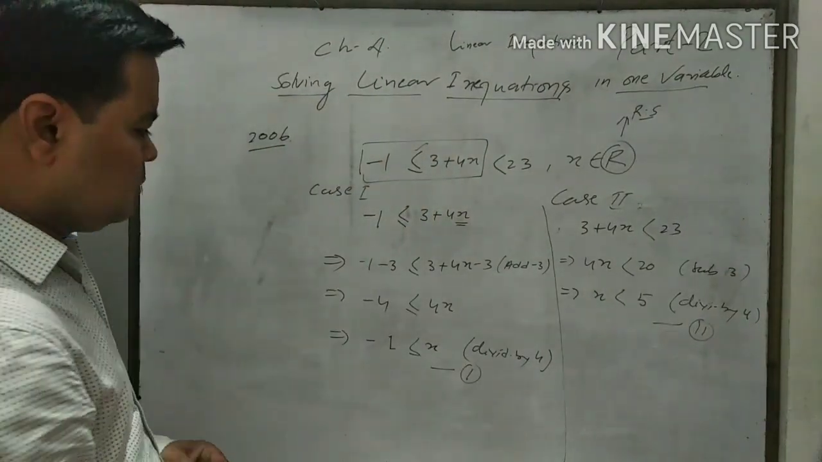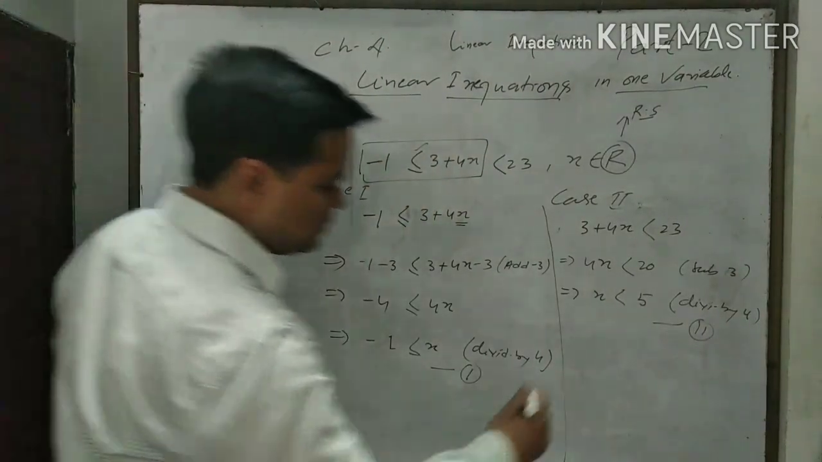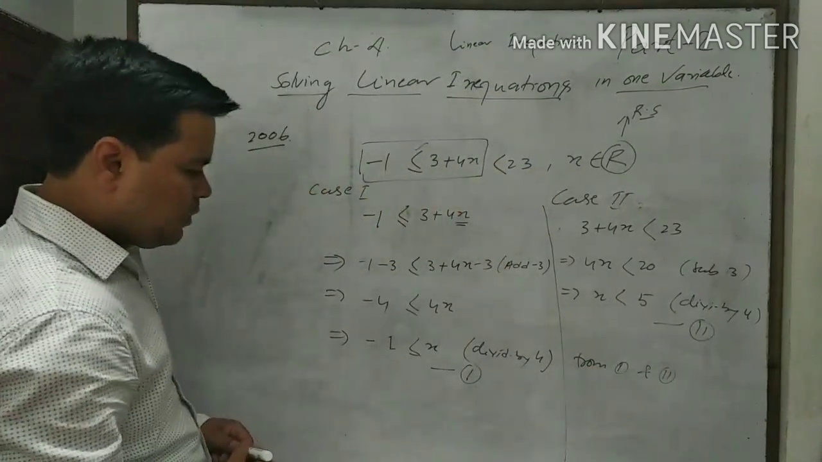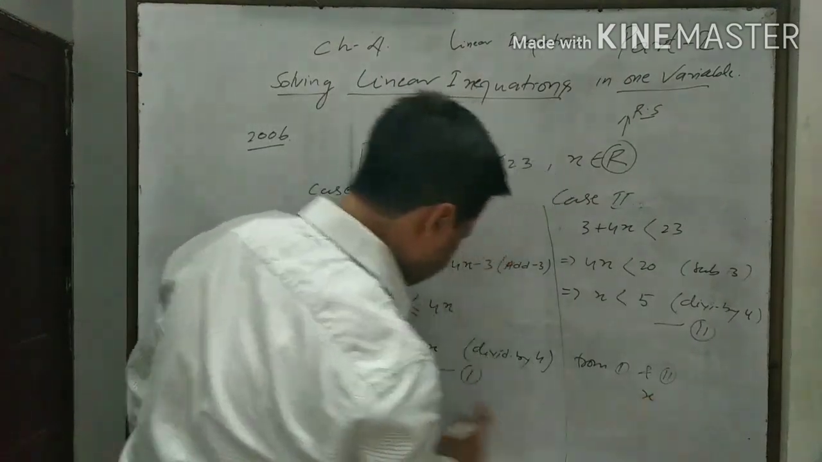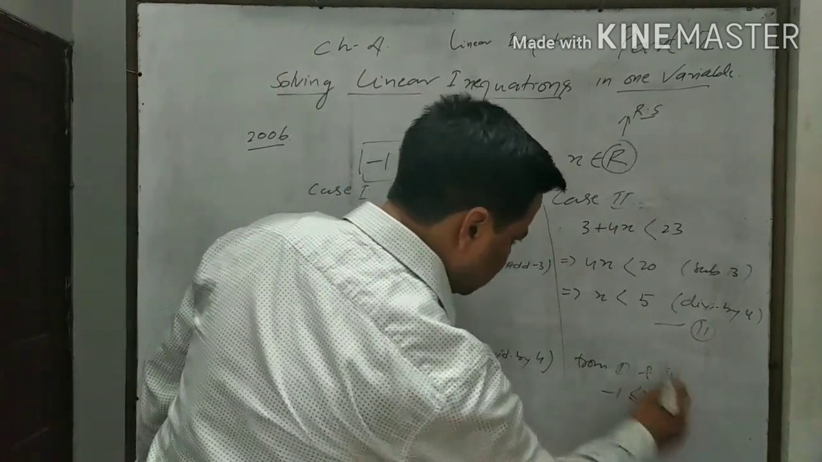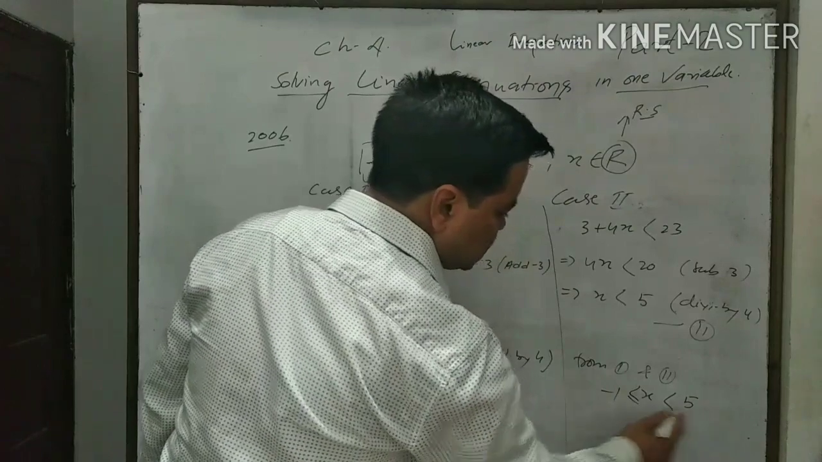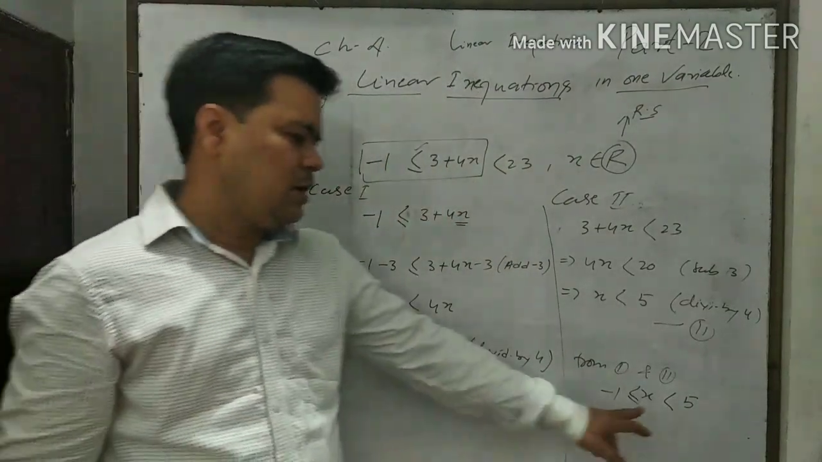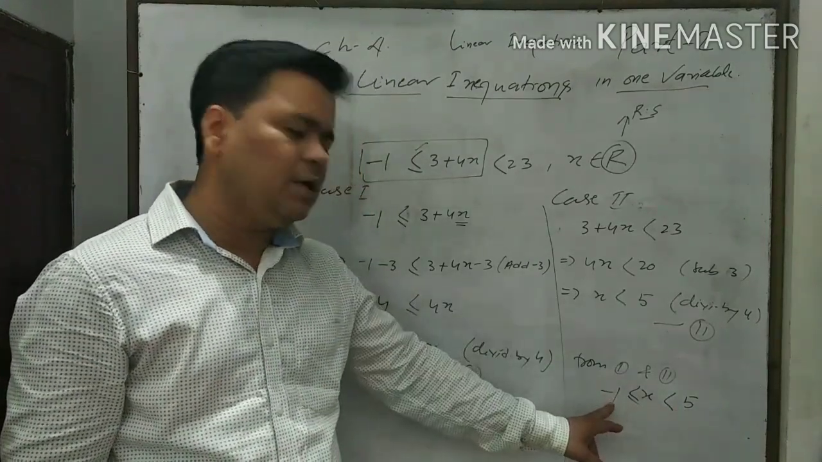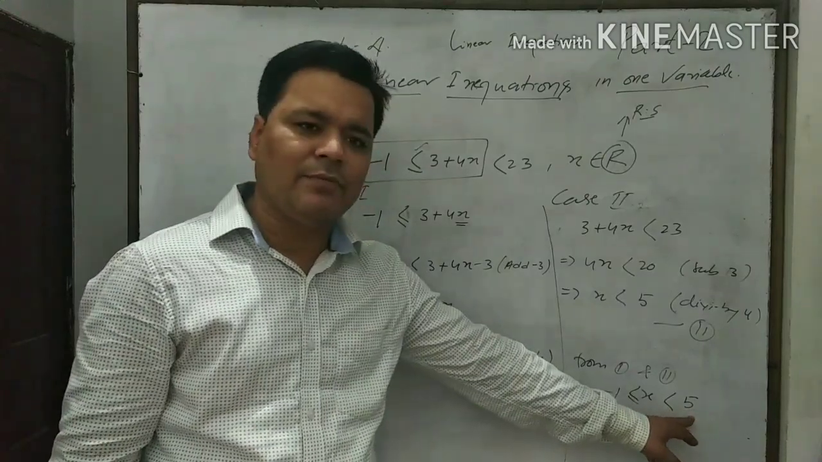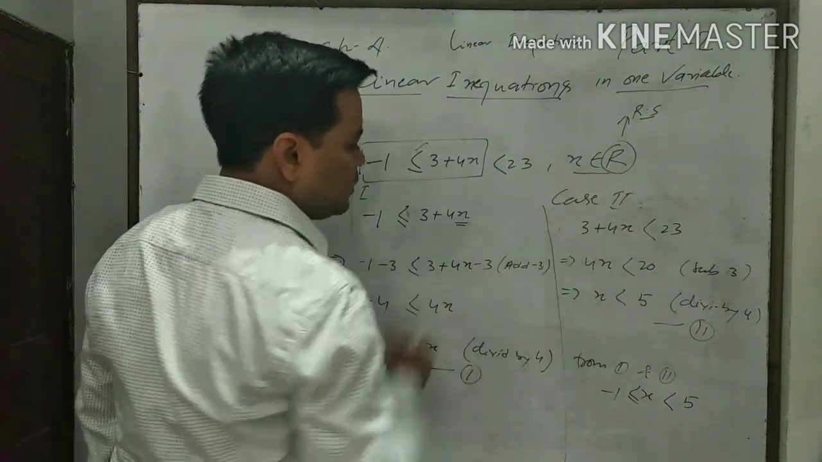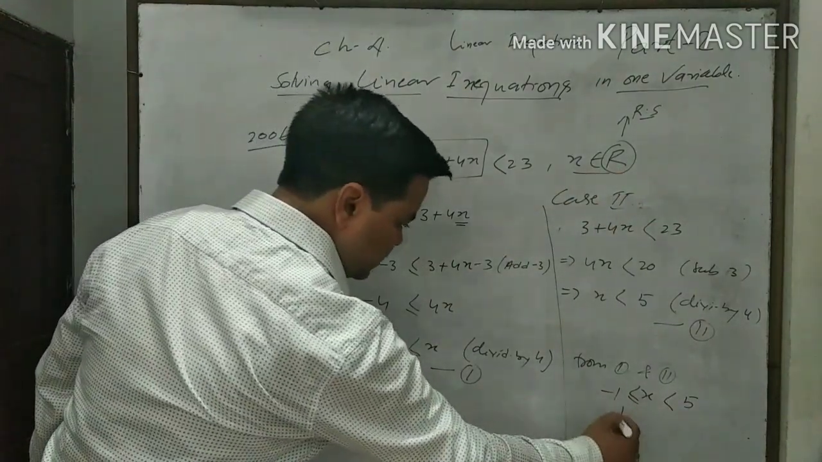Now from first and second, look here, the value of x is greater than or equal to -1 but less than 5. This is the final value of x, which varies from -1 to 5, but we can take -1 as a solution of x, but not 5, and all the values in between -1 and 5. After this, we write this.